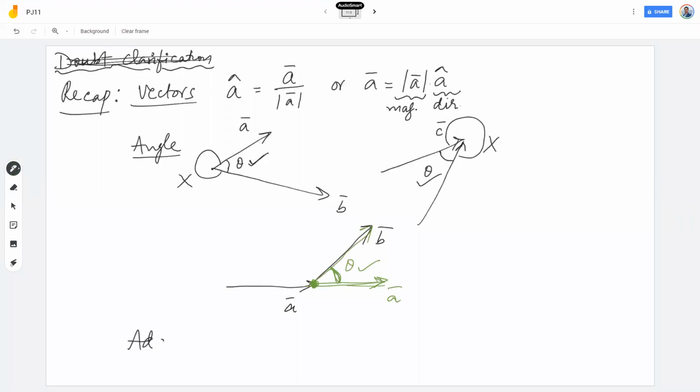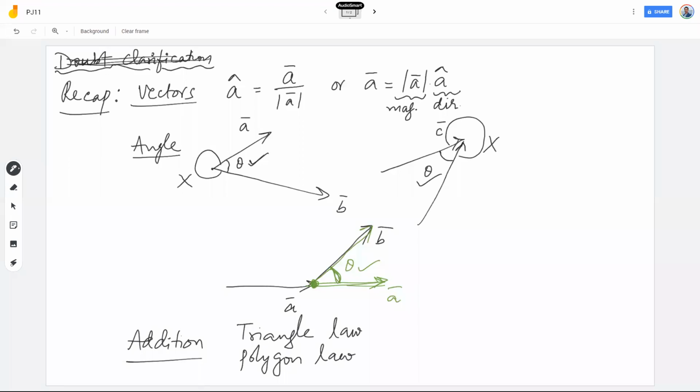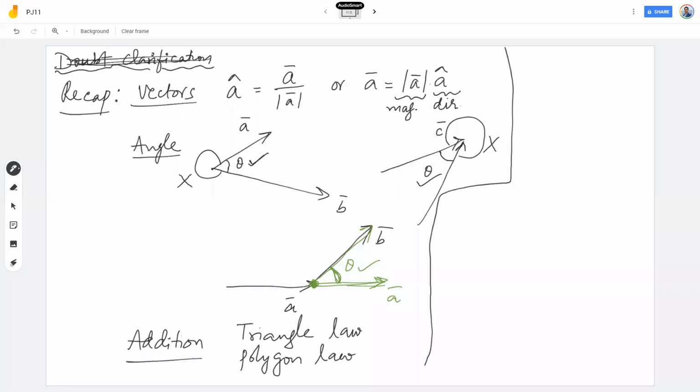And next we saw addition of vectors. For addition of vectors, we saw the triangle law of vector addition, where if you draw two vectors to be added successively, then the closing side of the triangle taken in opposite direction is called their resultant. That is the triangle law. Polygon law was just an extension of triangle law. If several vectors to be added are drawn successively, then the closing side of the polygon taken in opposite direction is called their resultant.